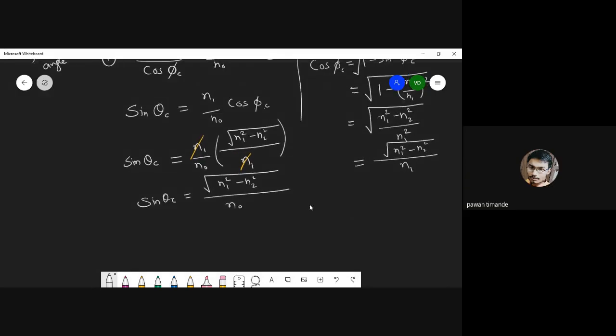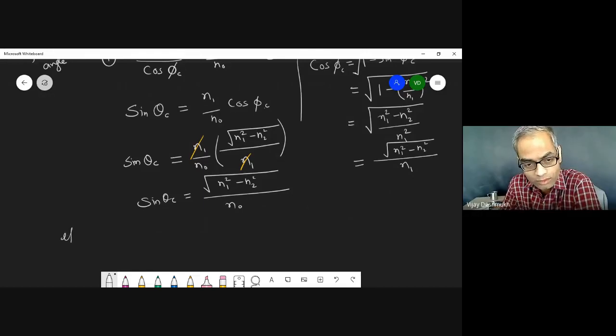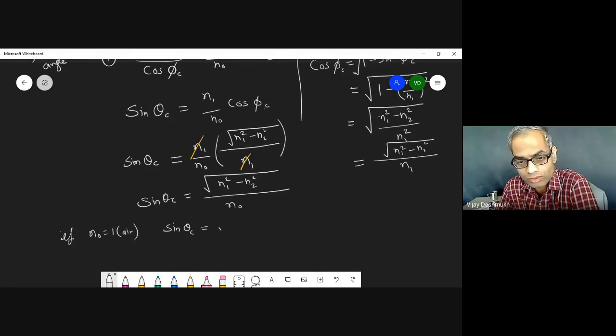Now if n0 is 1, that is for air, we can write sin theta c equal to simply square root of n1 square minus n2 square. Now we know n1 and n2 are the refractive indices, right? And therefore if we take the refractive indices square and the difference of these two, it will be just a plain number. Now what is the unit of refractive index?